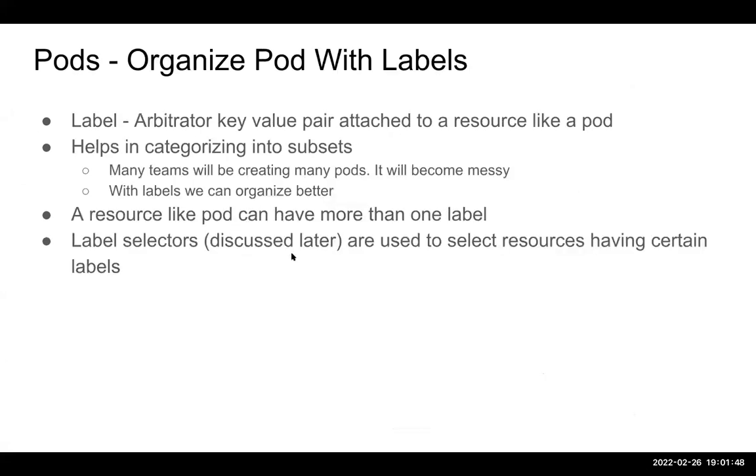Moving on. This is the last topic we'll discuss for today. You can organize pods with labels. Labels as such are just key-value pairs attached to a resource like a pod. Labels do not have any impact on the functionality of the pod: how the pod starts, how it runs, why it fails. Labels have no impact on that. So you can consider labels as some sort of metadata for these pods.